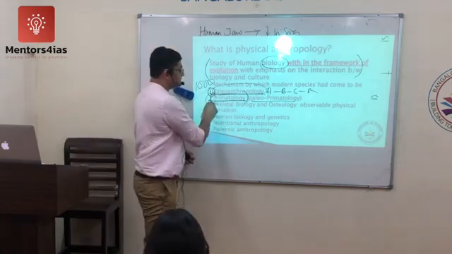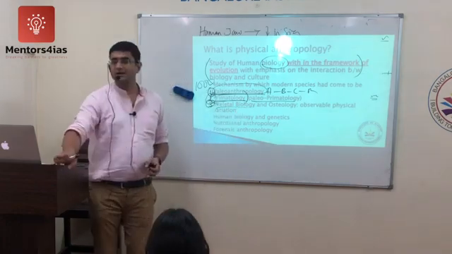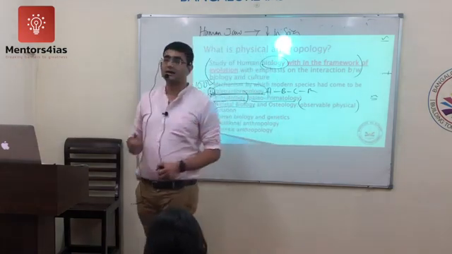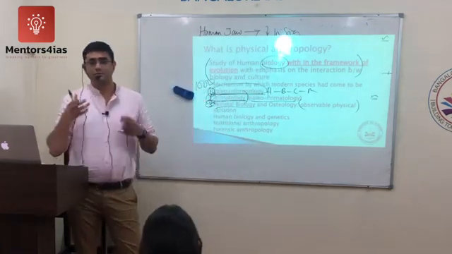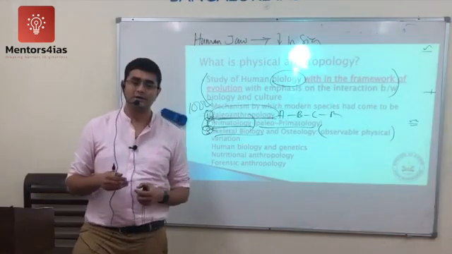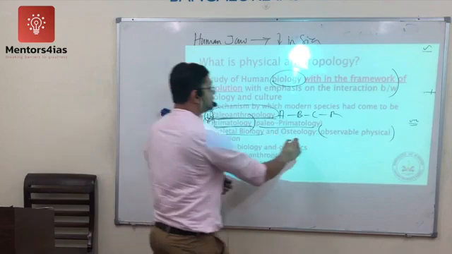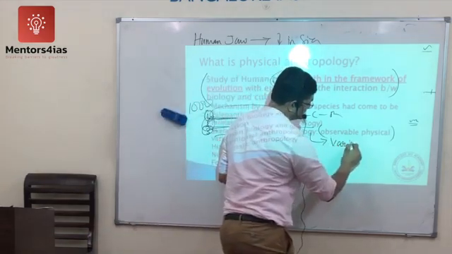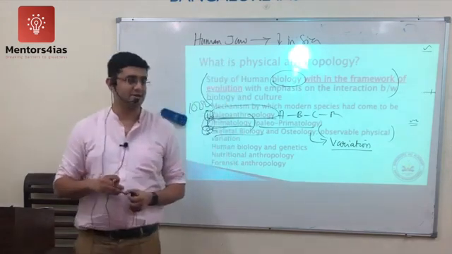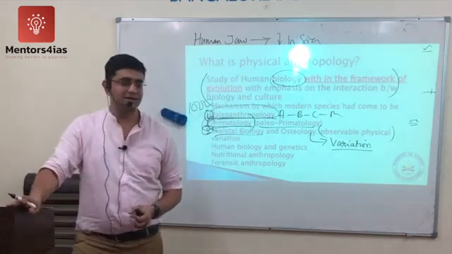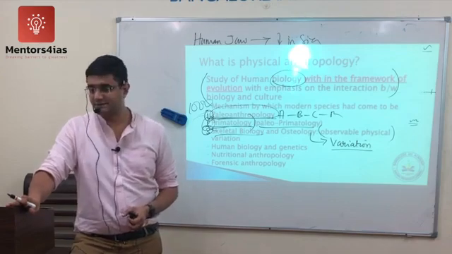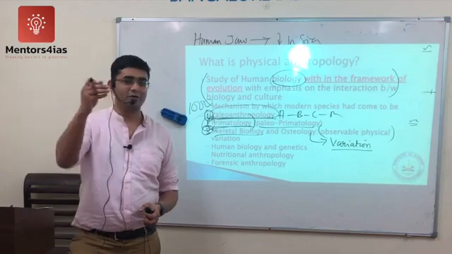Next is skeletal biology and osteology. That means we study the observable physical characters of humans: the bone structure, the anatomical structure, the soft tissue of humans, to understand human variation. Remember when we did race, the Indian race, what did we study there? We studied the observable variations. Yes, correct, Negrito, Mongoloid, etc.